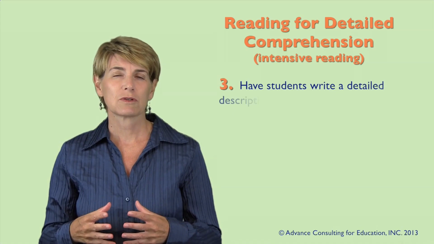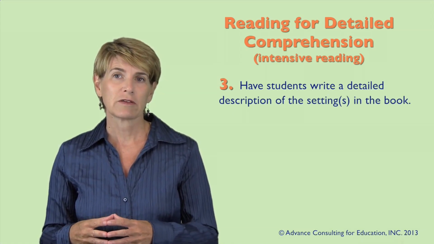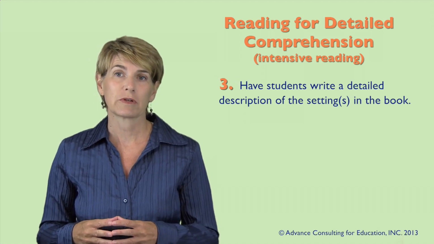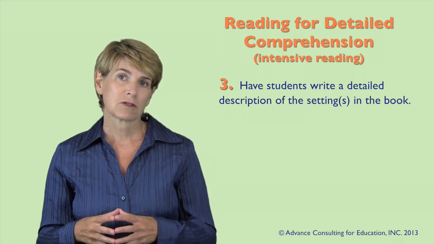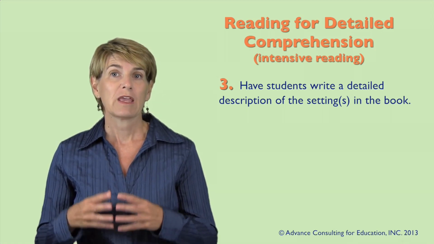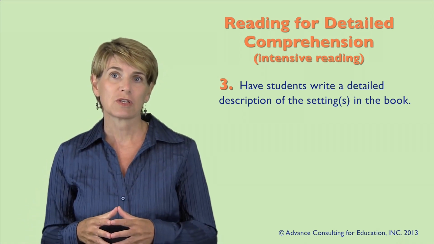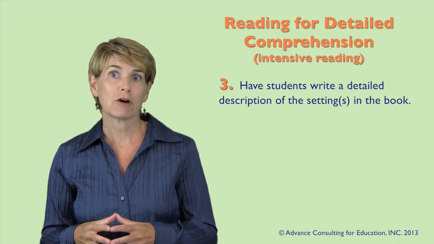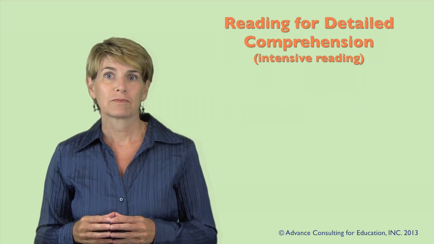You can also have students write a detailed description of the setting, and this is a really good activity if the setting is really important in the book or if the setting changes. So they write down a description of the setting either in paragraph form or point form. If there's two or more settings, they can have one paragraph about each setting with which to compare and contrast those settings and the significance of the settings.